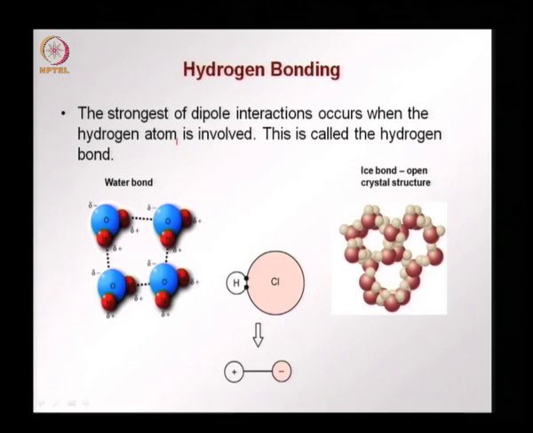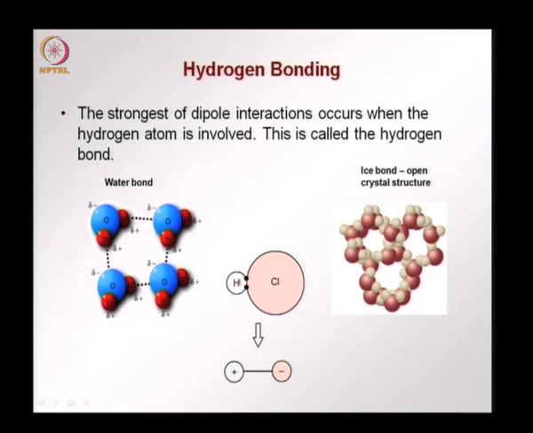A specific type of Van der Waals bond that is stronger is the hydrogen bond, where we have a very strong dipole interaction when the hydrogen atom is involved. And this we can imagine because of the size of the small hydrogen atom. There is a big distance between the positive and the negative charge of these molecules coming about, because the hydrogen atom is much smaller than all the other atoms.